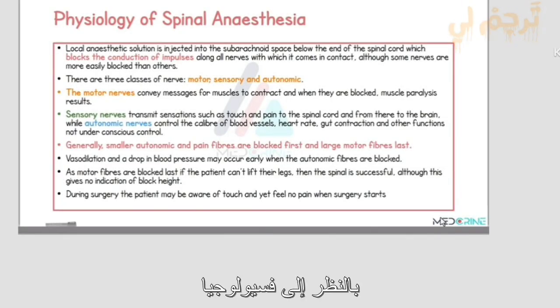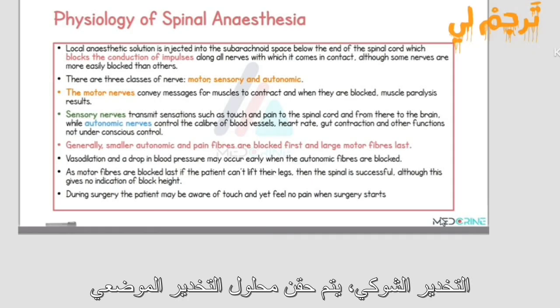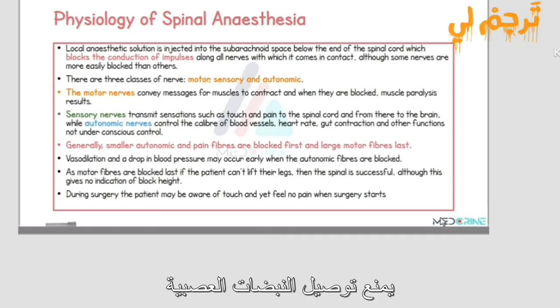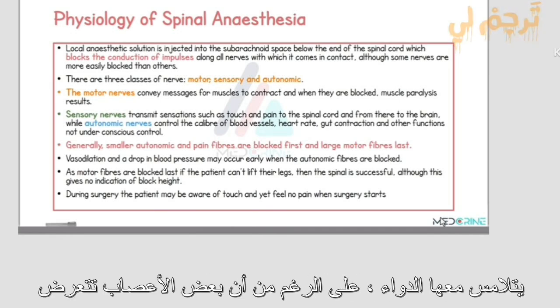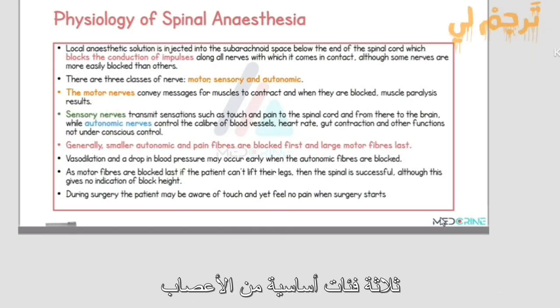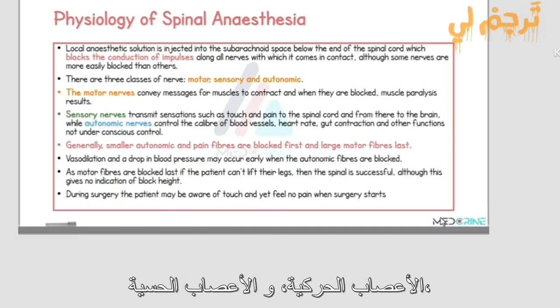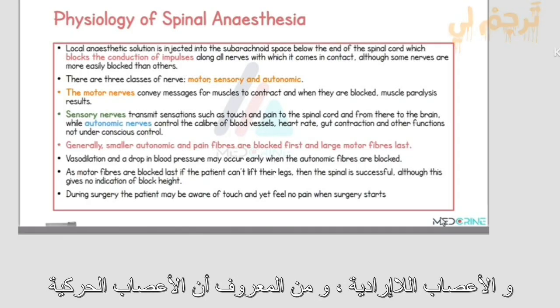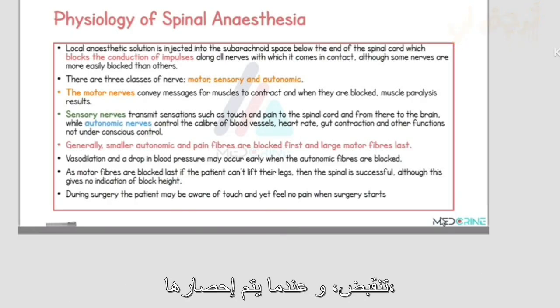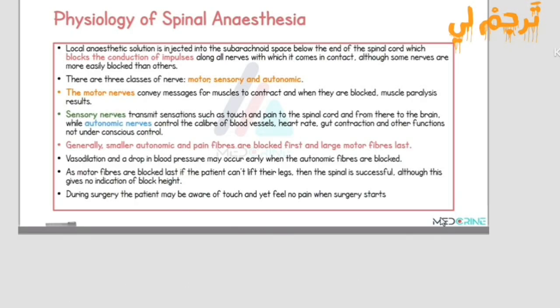Looking at the physiology of spinal anesthesia, local anesthetic solution is injected into the subarachnoid space below the end of the spinal cord, which blocks the conduction of nerve impulses along the nerves with which the drug comes into contact. Although some nerves are blocked more easily than others, there are essentially three classes of nerves: the motor, sensory, and autonomic nerves. The motor nerves convey messages for the muscles to contract, and when they are blocked, muscle paralysis results.